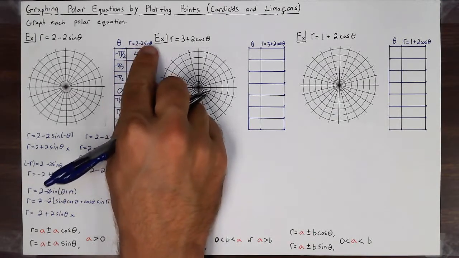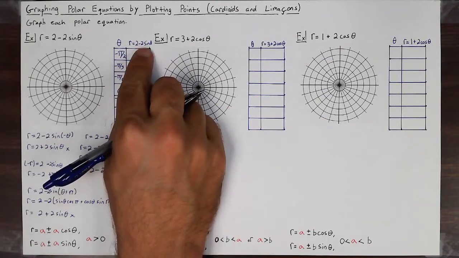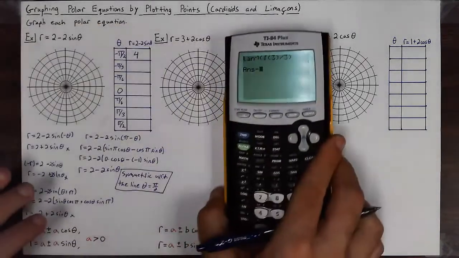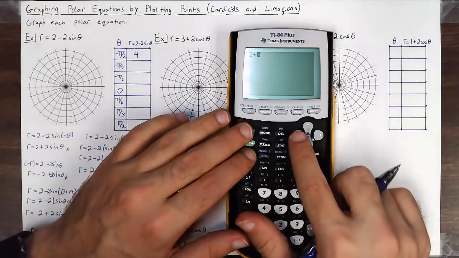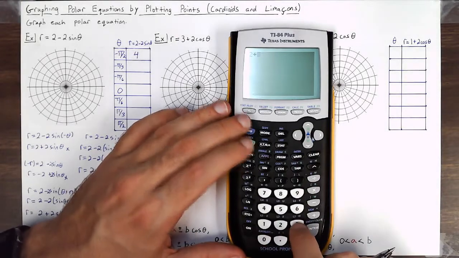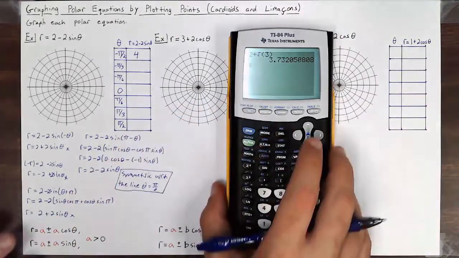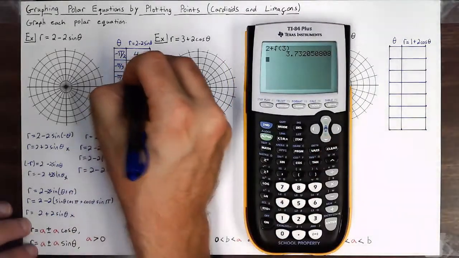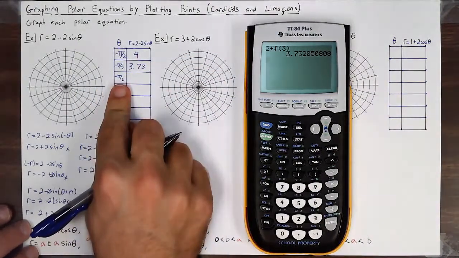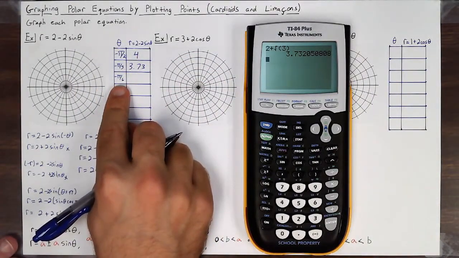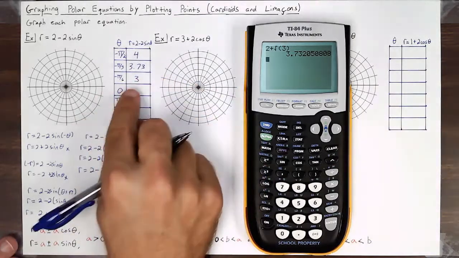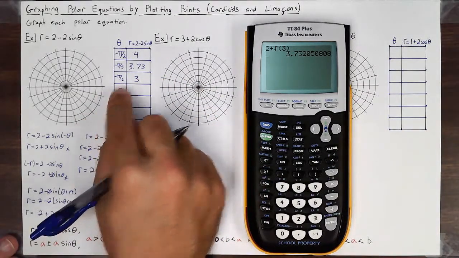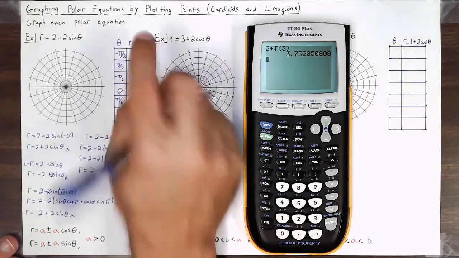Sine of negative pi over 3 is negative square root 3 over 2, which when I plug it in here gives me 2 plus the square root of 3, which I'm going to use my calculator for. 2 plus the square root of 3 is 3.73. And for negative pi over 6, sine gives me negative 1/2. So 2 minus 2 times negative 1/2 makes it 2 plus 1, which is 3. And then sine of 0 is 0, so it's 2 minus 2 times 0, which is just 2.